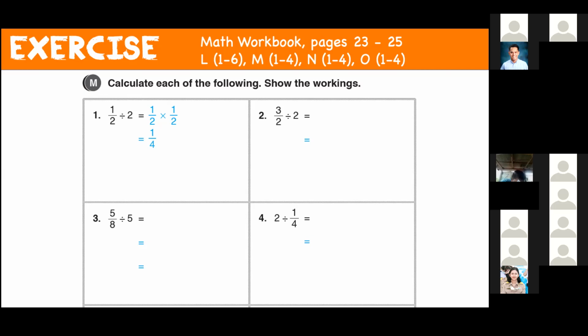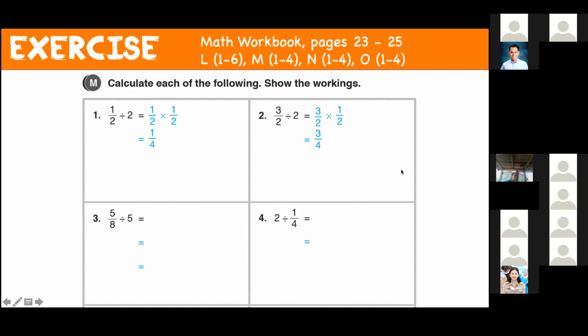Okay, answer for number 2. 3 halves, or 3/2 divided by 2, becomes 3/2 times 1/2. So the answer is 3/4. 3 times 1 is 3, 2 times 2 is 4.